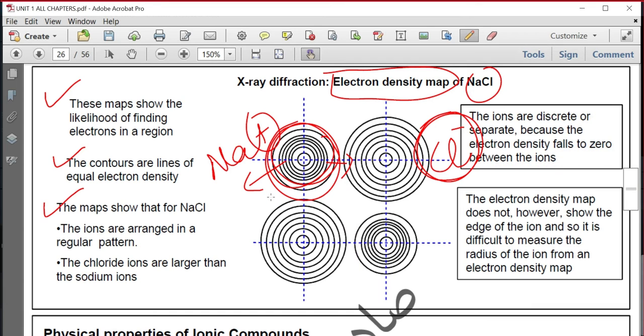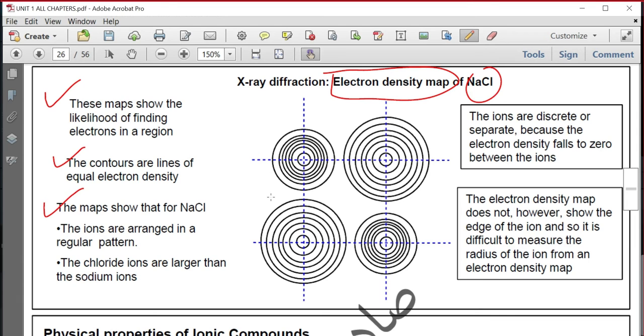Are you clear with this? Yes, sir. So the space here, here and here, it falls to 0. This is the thing.